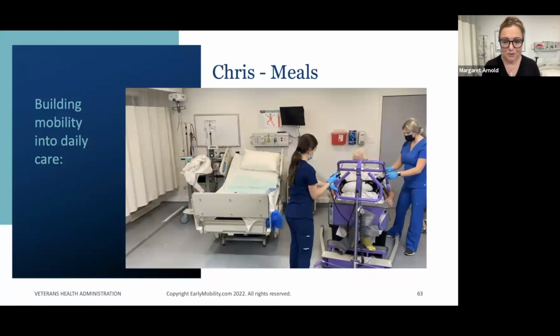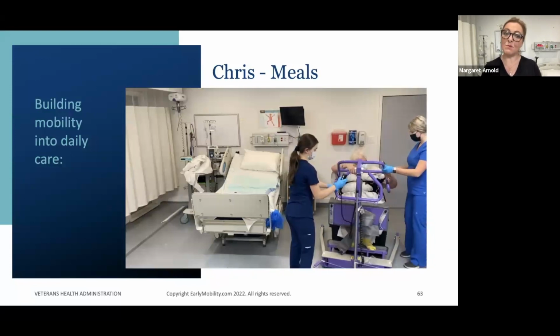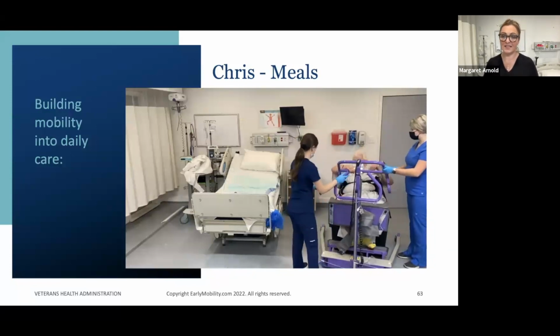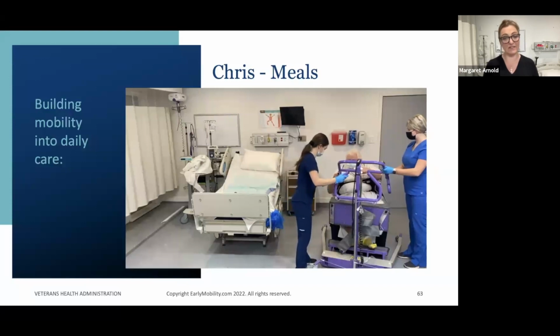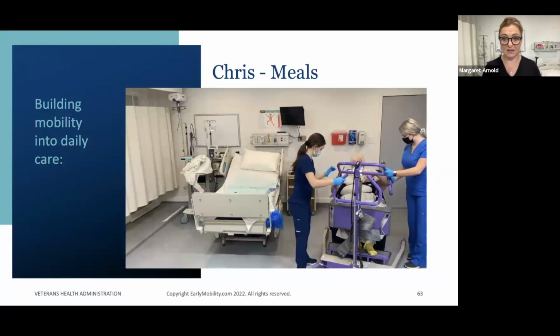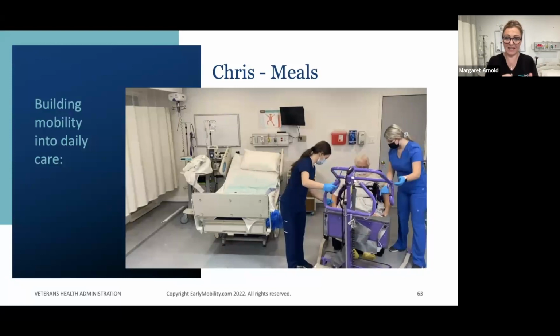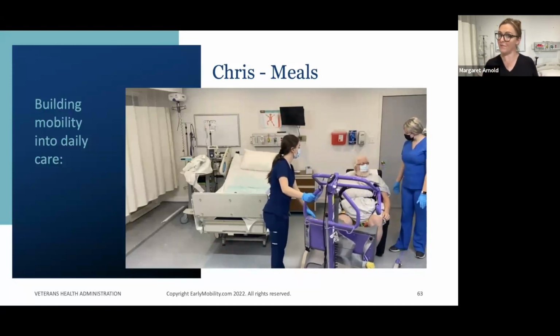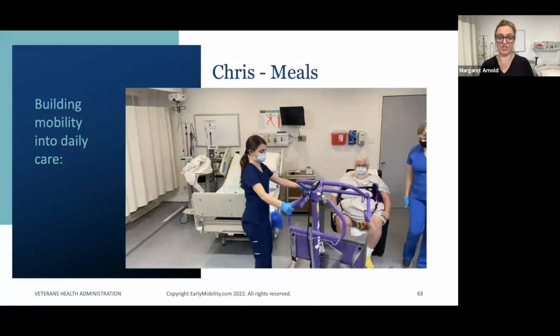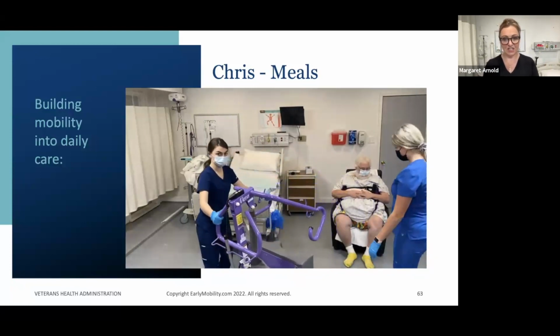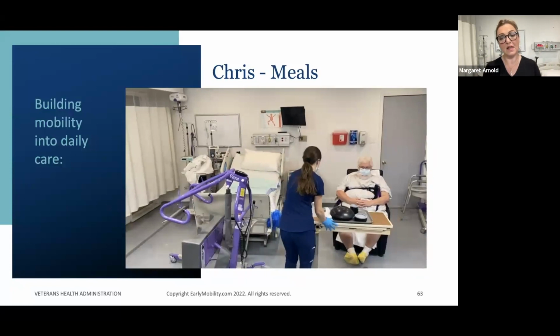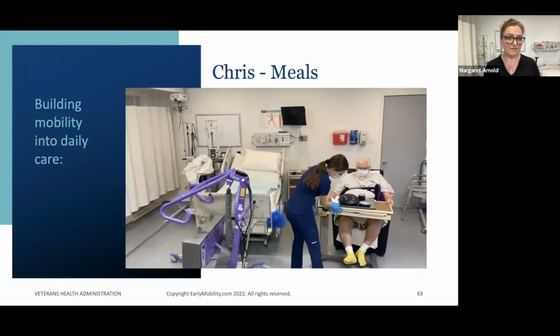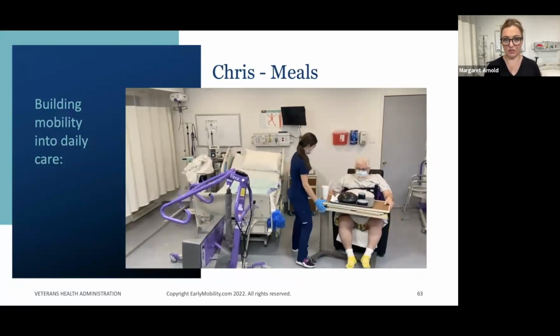This is mobility. This is building mobility into daily care for a patient who's level 2 or 3P. You'll see the nurses have the patient actively help take the sling off the lift. Remember what we said with Jim, actively engaging the patient helps them feel empowered, helps them feel like they're part of the solution, and it reduces fear in the lifts.